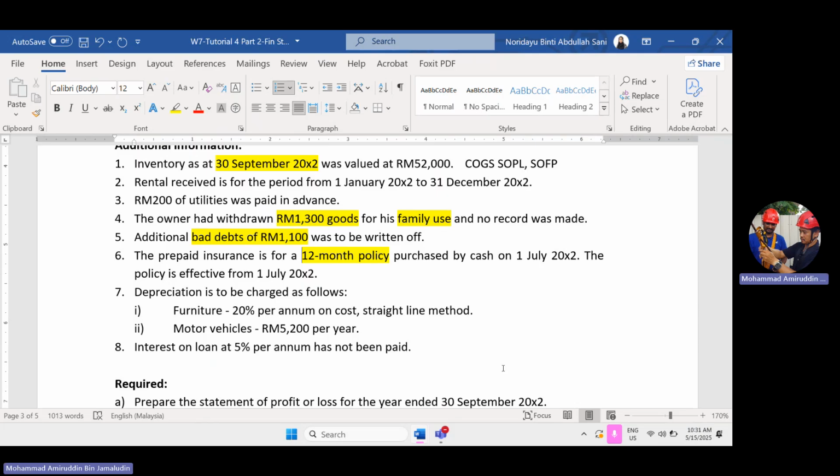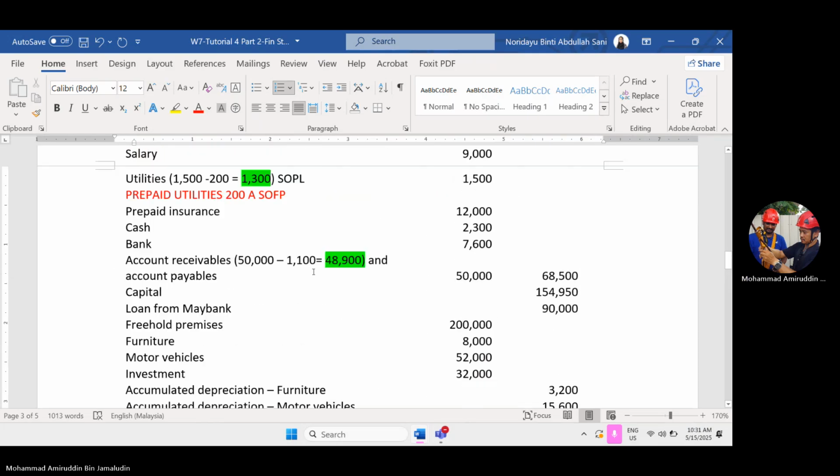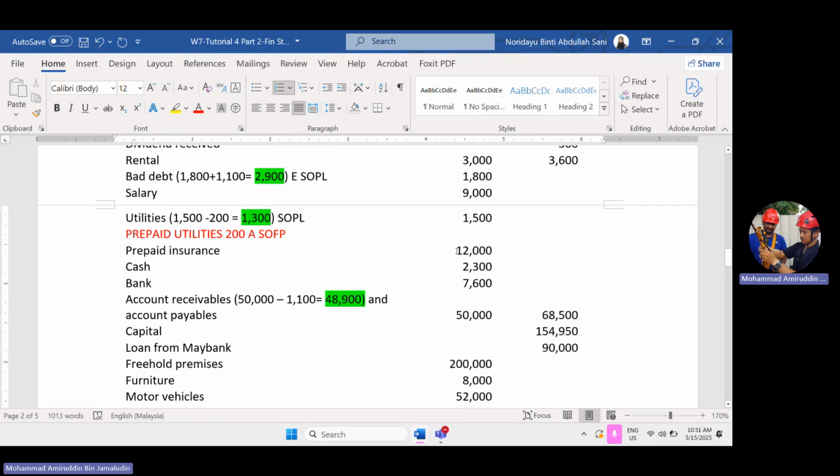Okay, now compute. Find the prepaid insurance. This one, 12,000. So 1 year, 12,000. 12 months, 1,000 per month. 12,000 for 1 year, right? The prepaid is now prepaid insurance for 1 year. So we paid 12,000. So for 12 months, it is 12,000. So 1 month, 1,000. Okay.